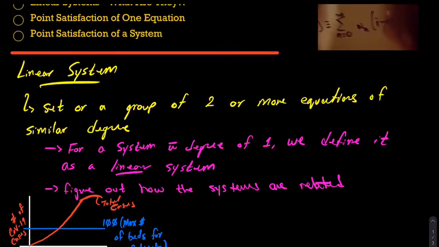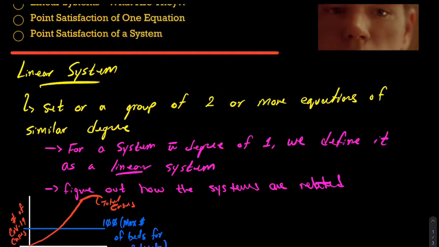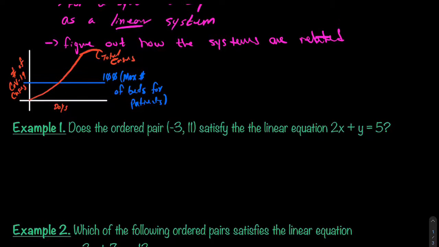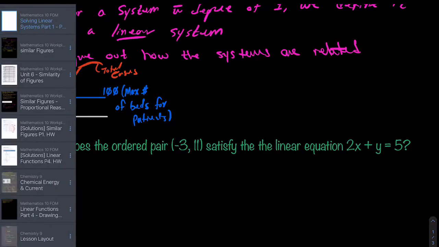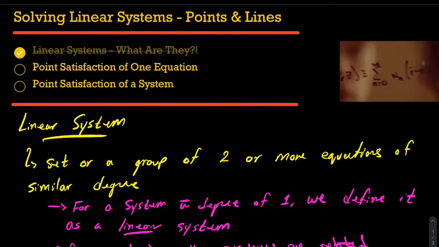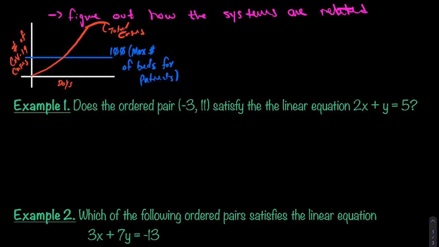So let's look at an example, a more simplified version of what we're going to talk about, but a good example nonetheless. And we've done these before. So let's look at example 1 here. Does the ordered pair (-3, 11) satisfy the linear equation? So this first example we're looking at is one point which satisfies one equation. And when we solved these, we said, hey, if we plug in our x point and our y point, and the left-hand side equals the right-hand side, then this is satisfied, right?